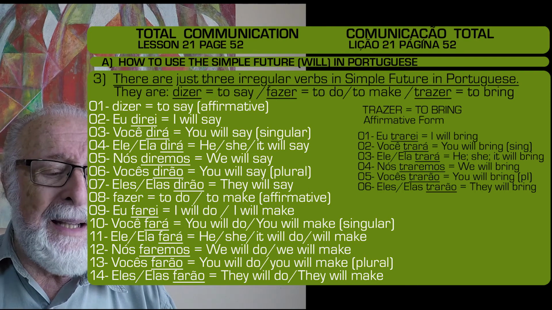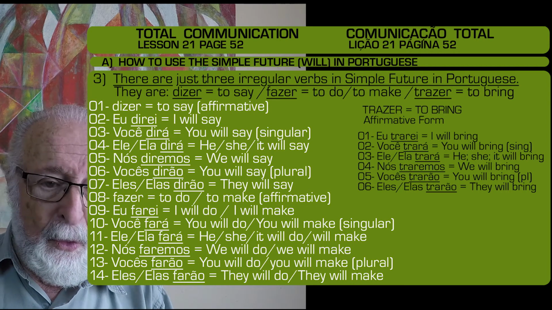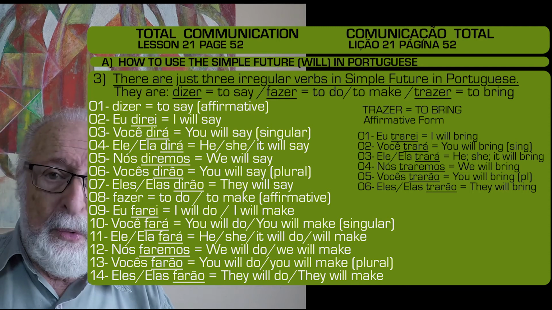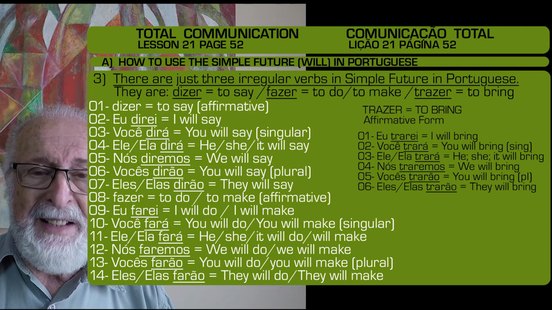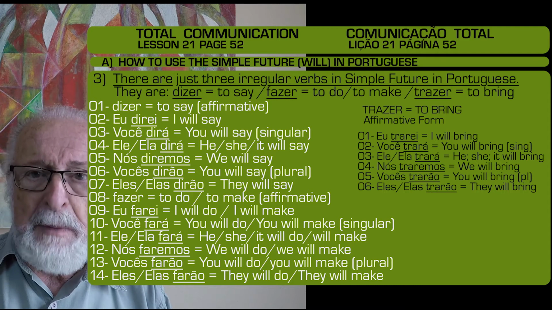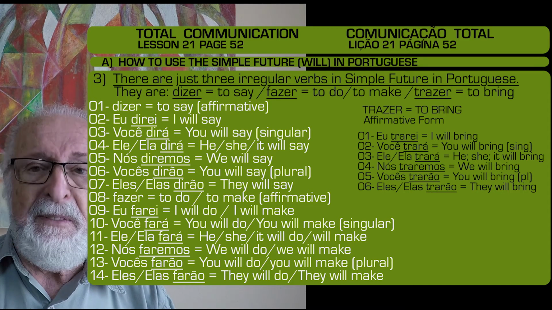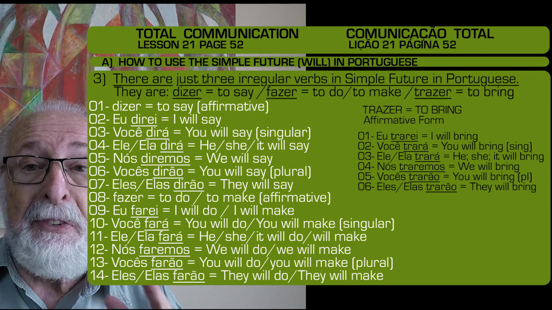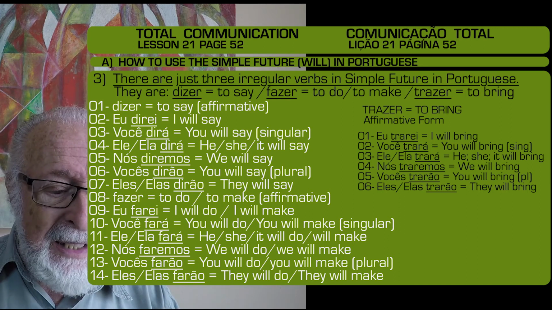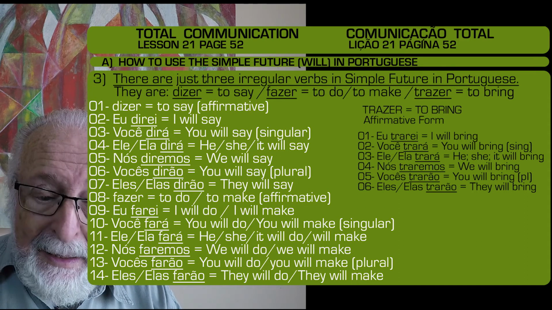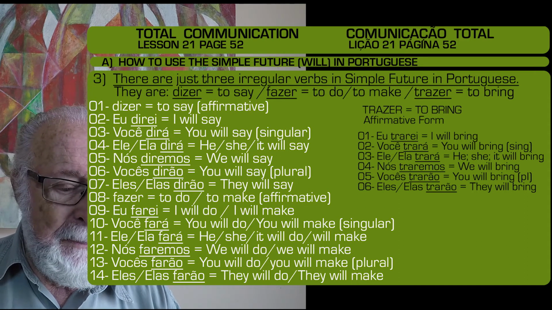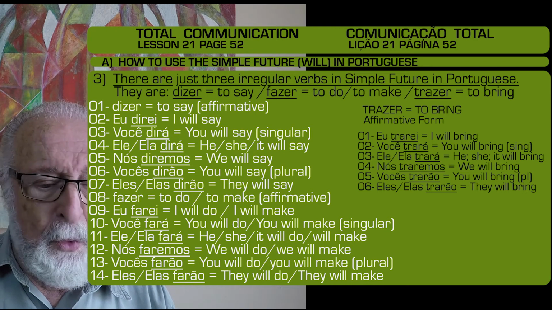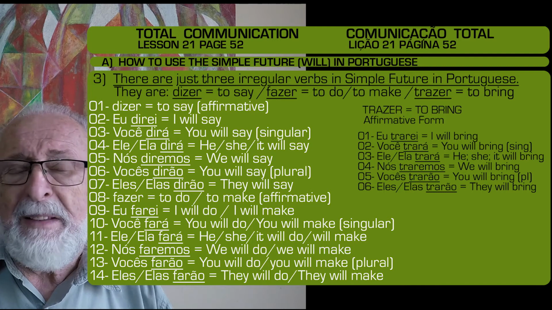Now I put in line 8 another verb. Another one is fazer. Fazer means to do or to make. As I said, to do and make is just one verb in Portuguese. And then the affirmative statement is eu farei. Farei means to do or to make. Affirmative statement. Okay? It makes no difference there.